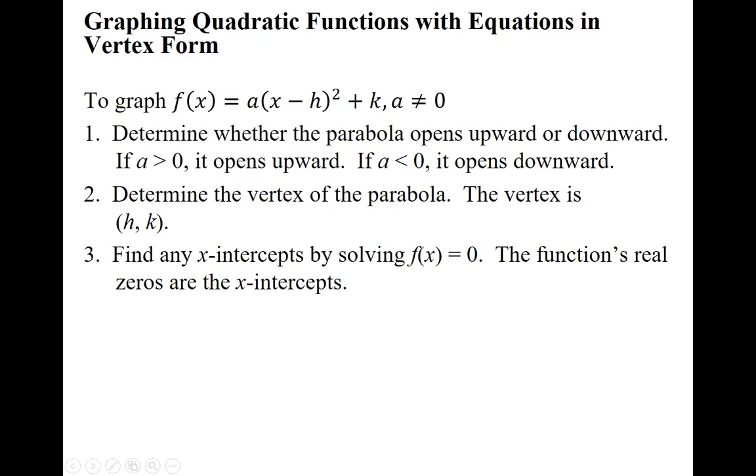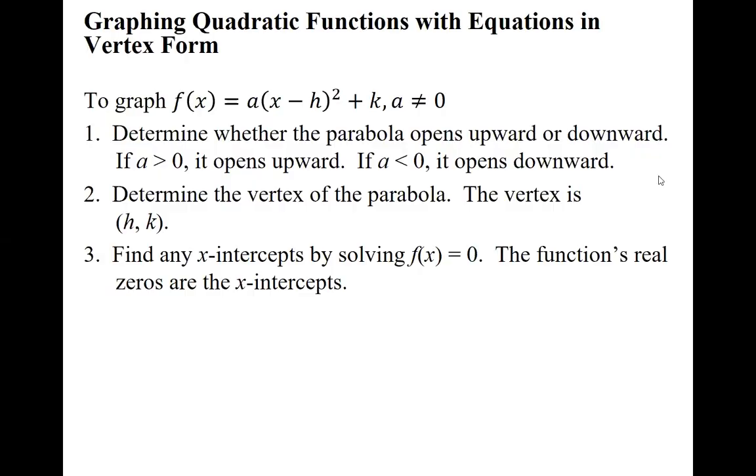We'll find any x-intercepts by solving f of x equal to 0. The function's real zeros are the x-intercepts. So this makes sense because the x-intercept happens when y equals 0. y equals f of x. Set the whole function equal to 0, we'll get our x-intercepts, and we call those zeros of the function.